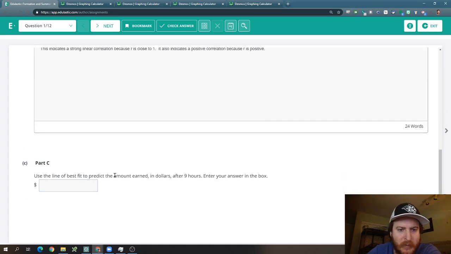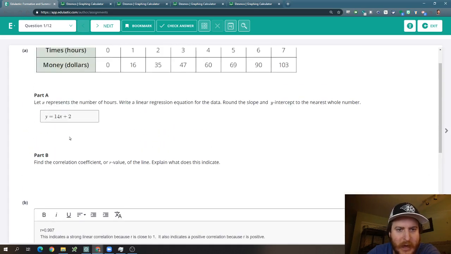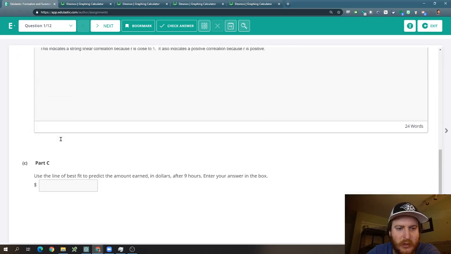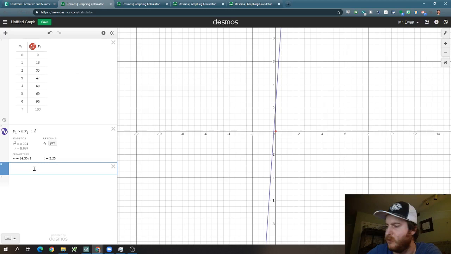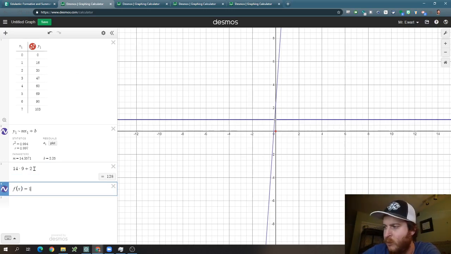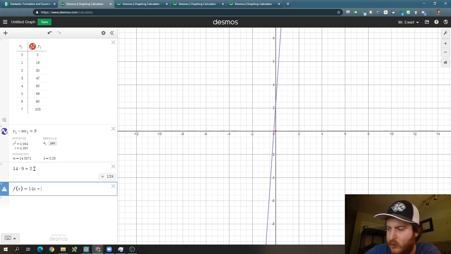Use the line of best fit to predict the amount earned in dollars after 9 hours. We're just going to plug in 9 for the x because that was a time. So 14 times 9 plus 2. You could do this lots of different ways. You could do it by hand, or you do it on Desmos. You could do 14 times 9 plus 2 and get 128, or you could even do f of x equals 14x plus 2.